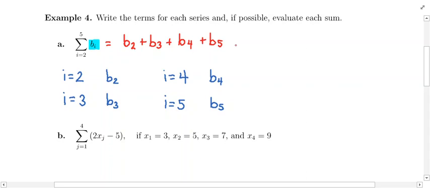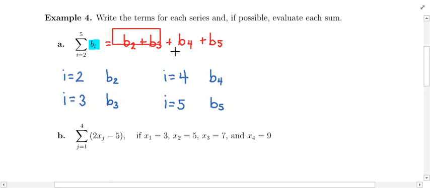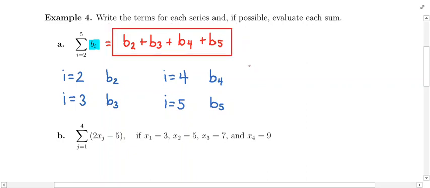And because we don't know what the values of these things are, this is as far as we can go. This is the answer. We're not going to get a specific number here because we do not know the values of b2, b3, b4, b5. If we had them, we would plug them in to get an answer. So this is as far as you can go.